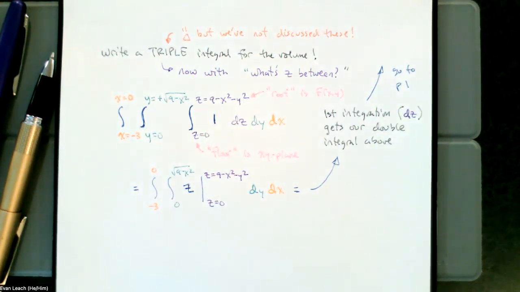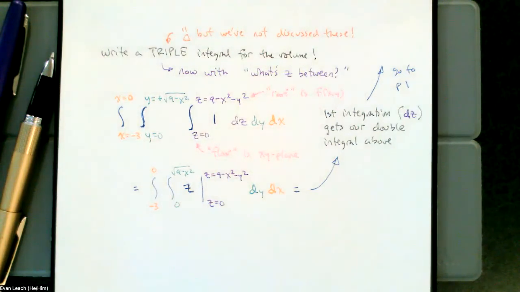The important thing is not this particular problem. The important thing is the strategy. What's x between? What's y between? What's z between? Any questions?